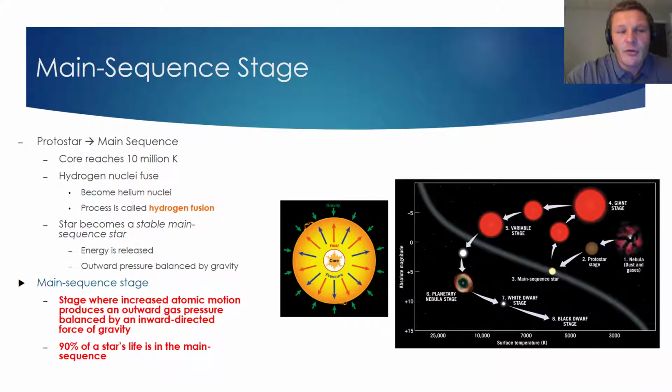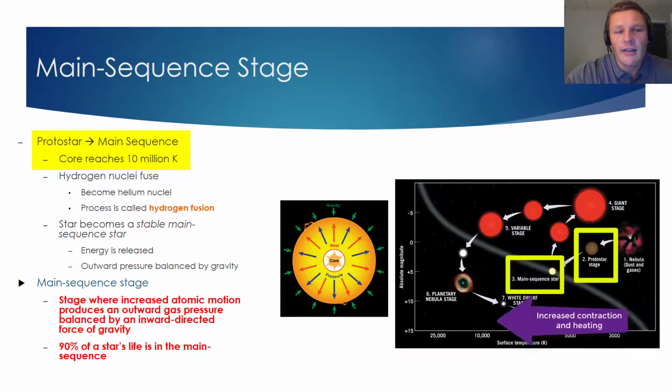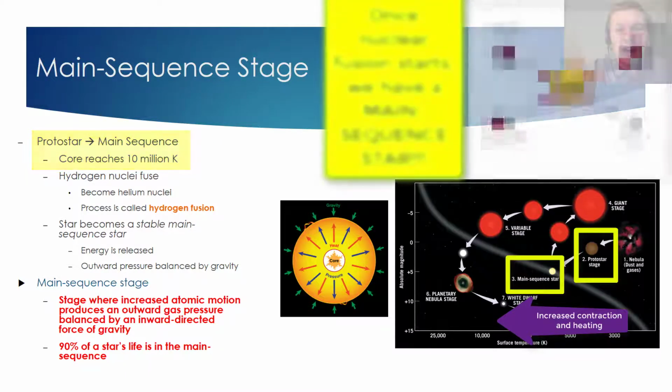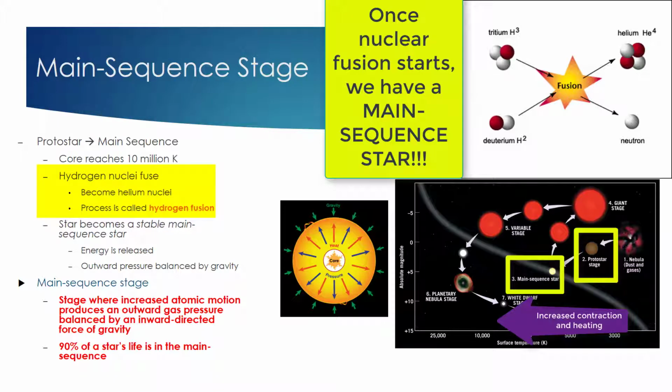Now let's talk about the transition from protostar to main sequence star. As the protostar continues to contract and heat, the core of the star will reach 10 million kelvins. And once that core gets hot enough, hydrogen nuclei will begin to fuse. More specifically, a hydrogen atom can be squeezed together with another hydrogen atom to form helium. When that process occurs, the star will begin to produce huge amounts of energy. And once hydrogen fusion begins, we officially have a main sequence star. Specifically, when a star becomes a stable main sequence star, energy will be released and outward pressure will be balanced by gravity.